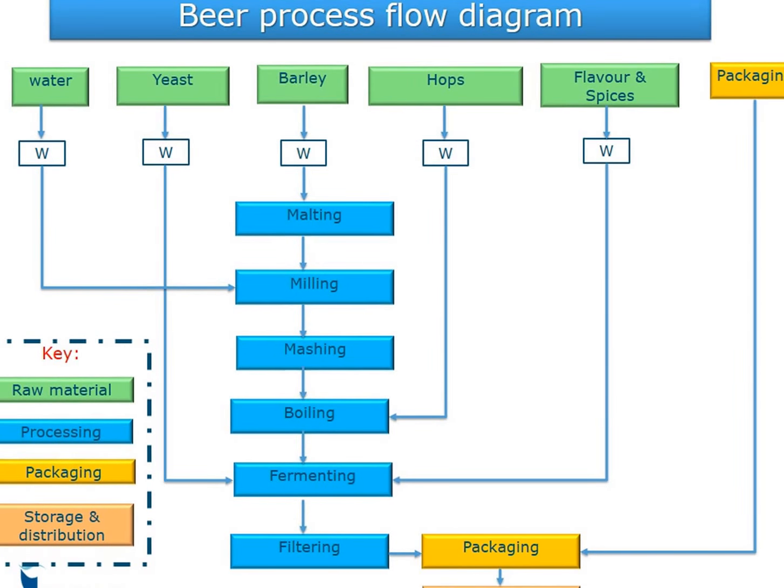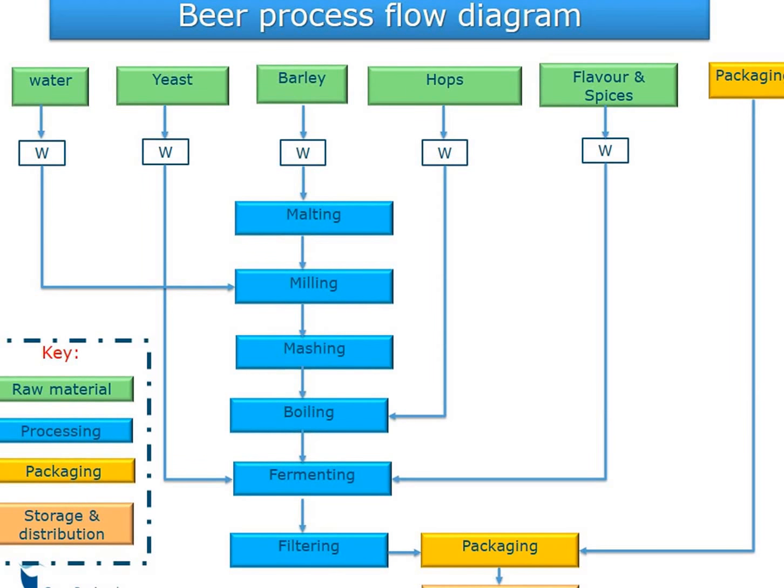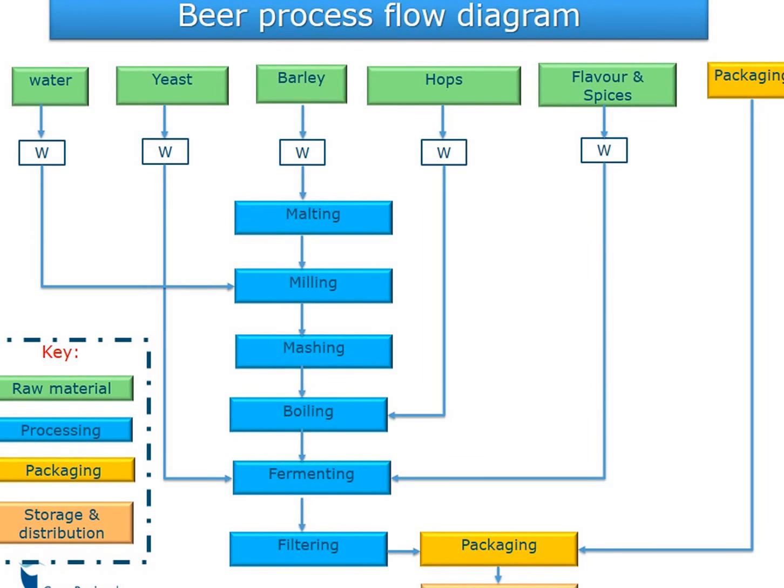So what we have here is the ingredients that we are using. It's water, yeast, barley, hops, flavor and spices, and then we have the packaging. And when you manufacture this, as we've seen through the previous examples, we need to weigh in our ingredients. So for example, the first step will be the malting. So the malting is only the barley that is malted.